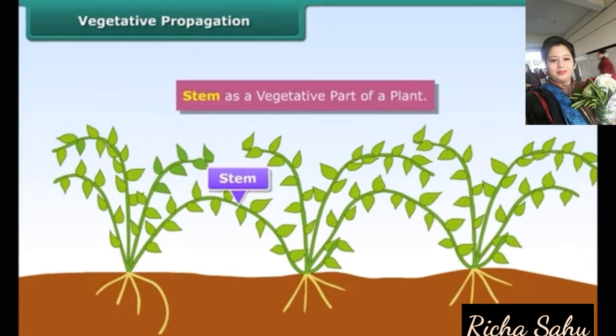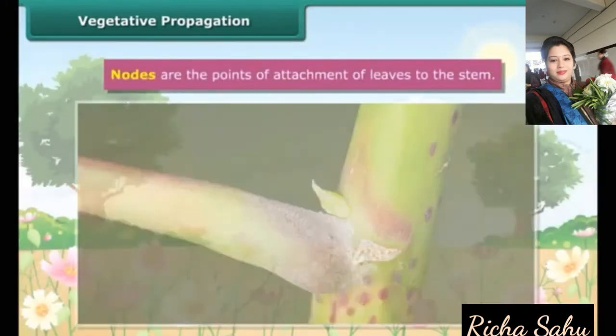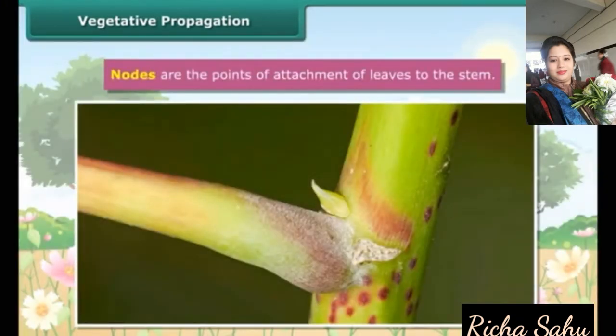Stem as a vegetative part of a plant. Nodes are the points of attachment of leaves to the stem. And buds are axillary buds. These buds do not produce flowers, while they give rise to new branches.